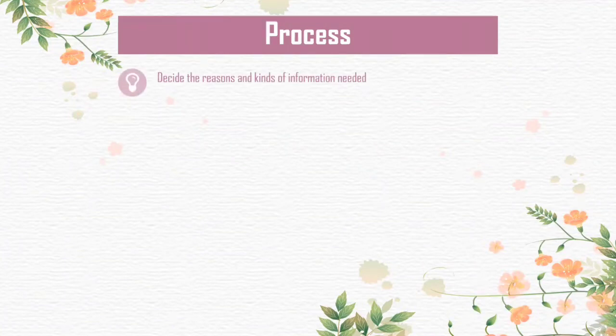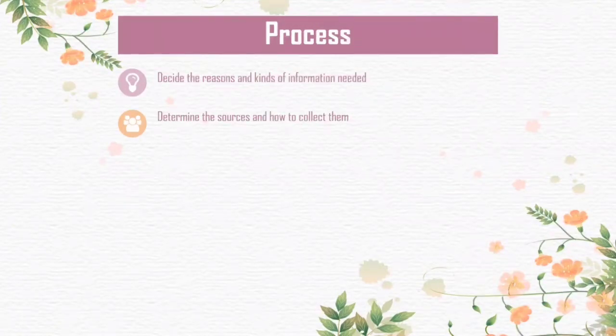The next slide is process. The first process is to decide the reason and kind of information needed. So the teachers need to ensure what they want to know about the students' needs in order to design the curriculum that fits the needs. For example, the teachers can get information about learners' background, skill, confidence, social skill, interest, or preference. The next step is to determine the sources and how to collect them.